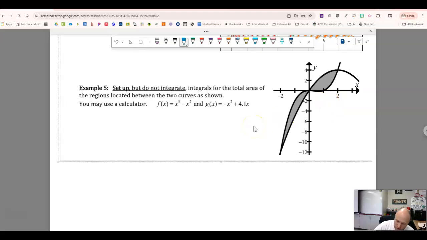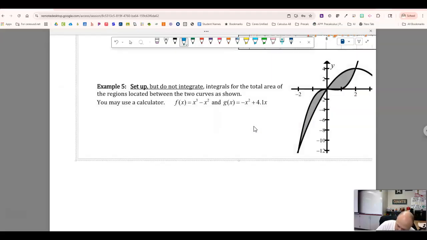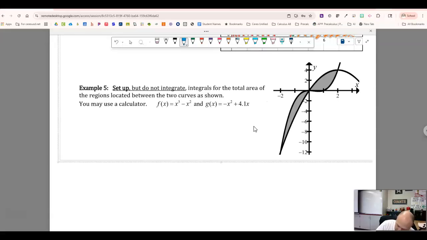I want to show you just by looking at this. Notice how this is a cubic function for our function f, x cubed. So I would expect that to be this function here. And so f is on top here, and then it's on bottom. That's important to note.